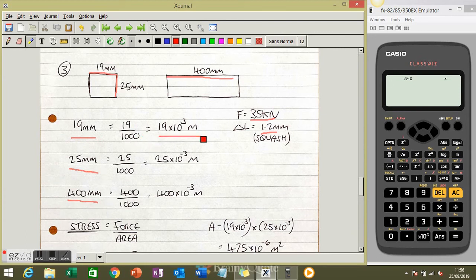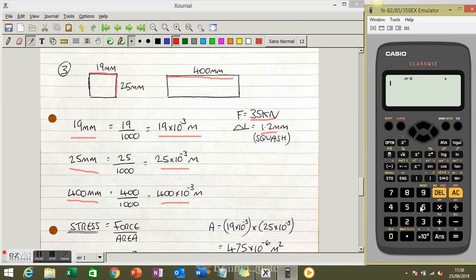19 divided by 1000. Right? Convert 25 into meters. Convert the 400 into meters. So 19 divided by 1000, or just 19 times 10 to the minus 3. Same thing, saves you doing that bit there, I suppose.